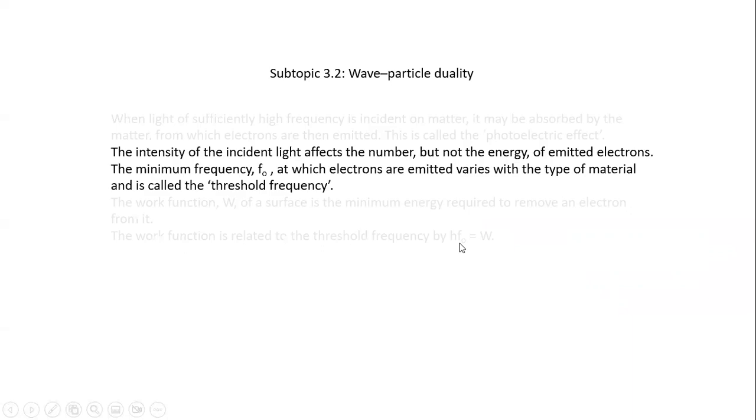Okay, next, the intensity of the incident light affects the number, but not the energy of the emitted photoelectrons. Okay, so what is intensity? How did Einstein define intensity? And the next point will be the minimum frequency, threshold frequency f0, at which electrons are emitted varies with the type of material, and it is called the threshold frequency. So different materials will have different work functions. If they have different work functions, they will have different threshold frequencies.